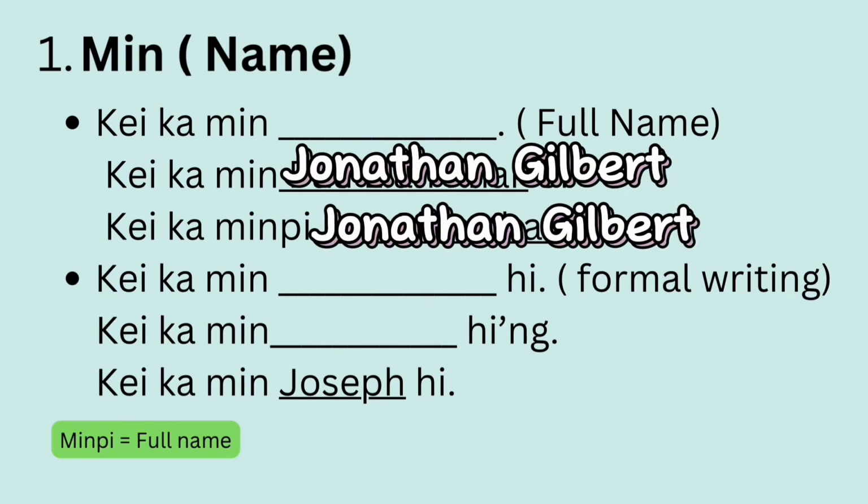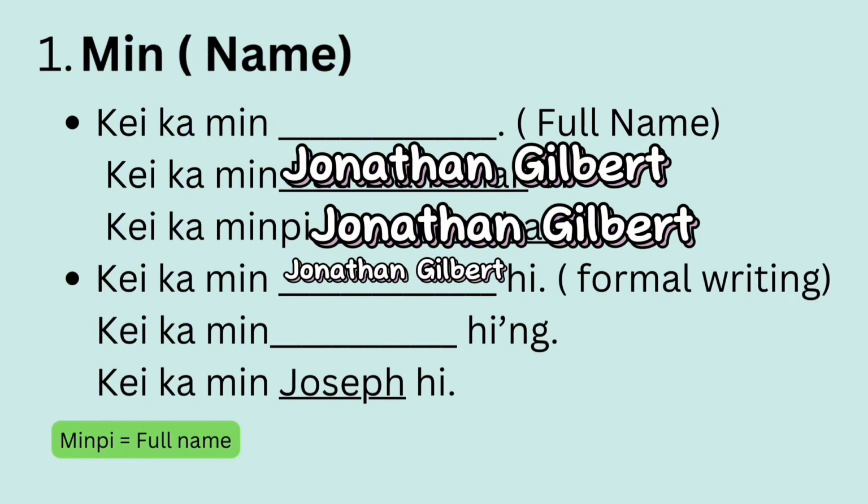The next pattern is for formal writing. Kei Ka Min blank He. Kei Ka Min Joseph He. In that blank, you can add your name. If your full name is, let's say, Jonathan Gilbert, you can say Kei Ka Min Jonathan Gilbert He.